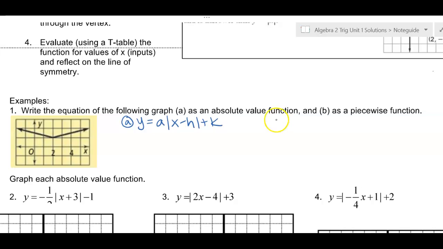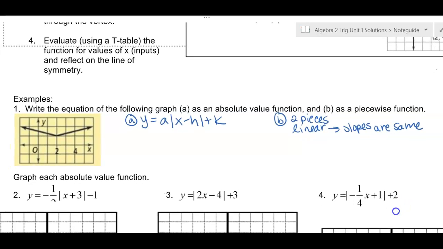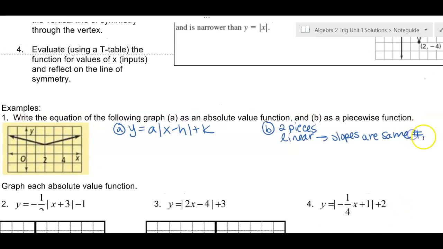When we look at part B and it says write it as a piecewise function, if you view an absolute value function as a piecewise, how many different pieces does it have? 2, right? There's 2 pieces. They're both linear. And their slopes are the same, right? Because they climb at the same rate, except for different signs. So same number, different signs. So that's how I'm going to put these together.